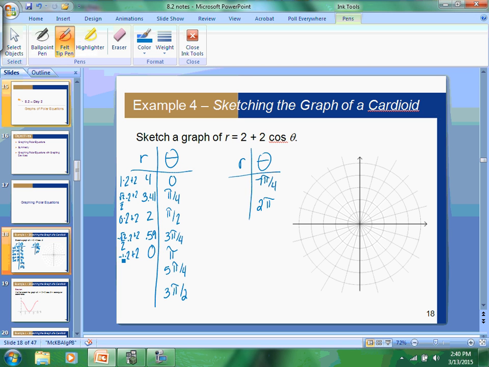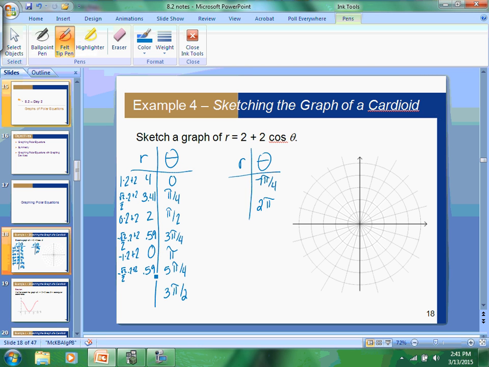So initially, when we substituted in the values for pi and 0 and took the cosine of them, we got 1 and negative 1. So same value, just changing the sign. The cosine of 5 pi over 4 is negative square root 2 over 2. Then we multiply that by 2 and add 2. That's exactly the same thing as I got over here for 3 pi over 4, so that's going to be 0.59 again.